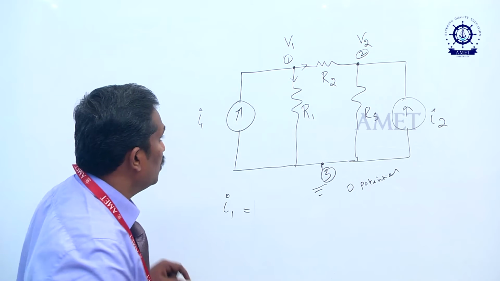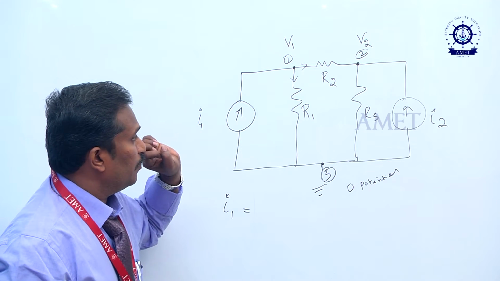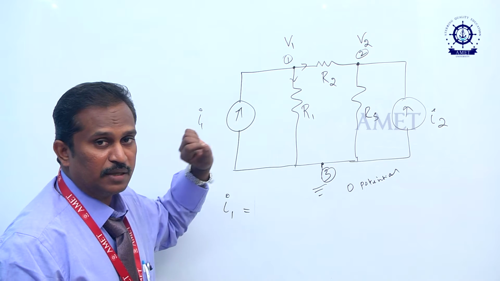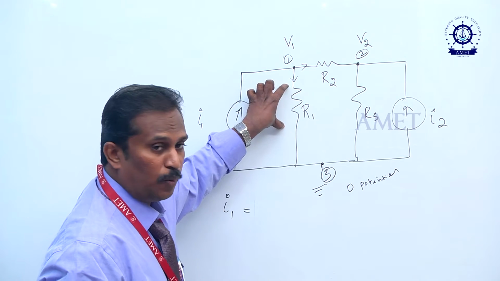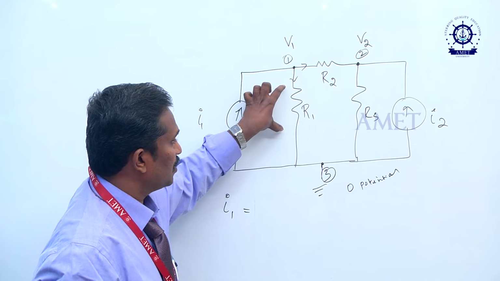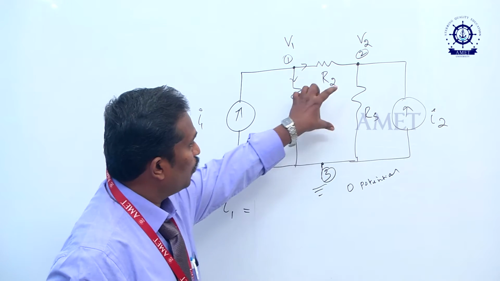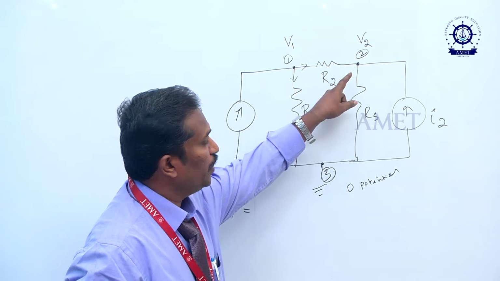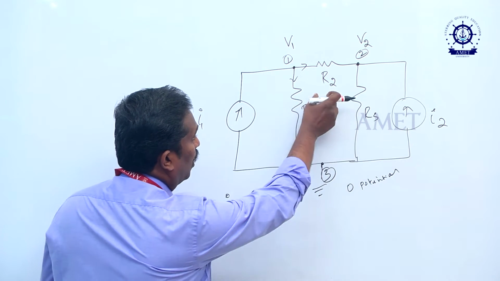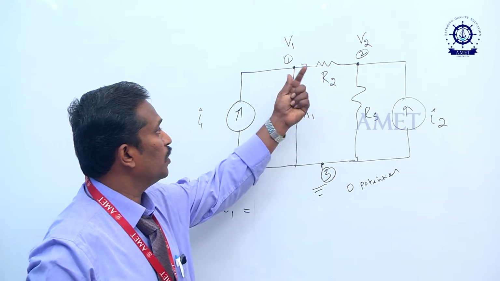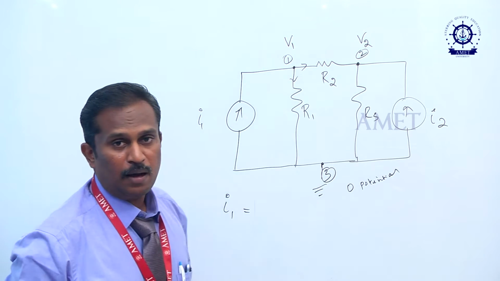In this node voltage method, we can find the voltage across each element. For example, if we take resistor R1, the voltage across R1 is V1 with respect to the reference node. Similarly, the voltage across R3 is V2 with respect to the reference node. If you want to find the voltage across R2, it is the difference between the voltages V1 and V2, V1 minus V2.